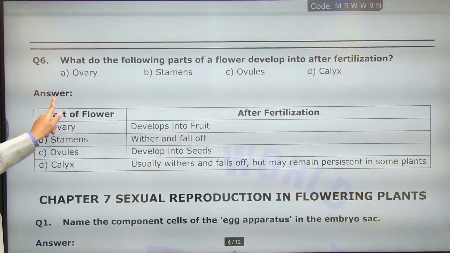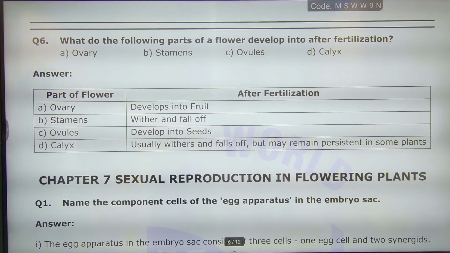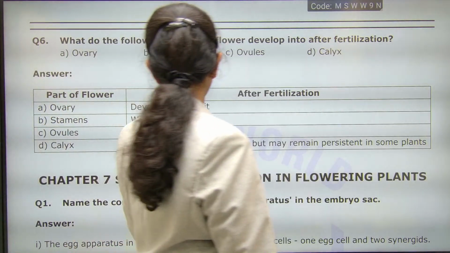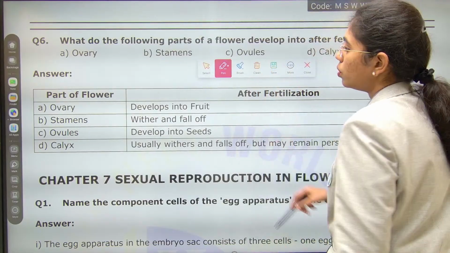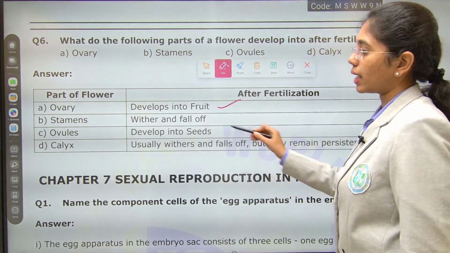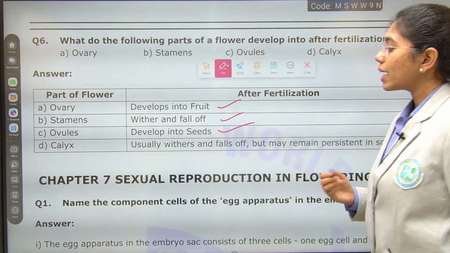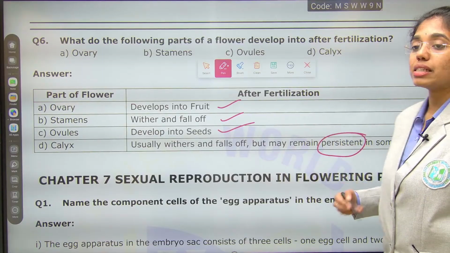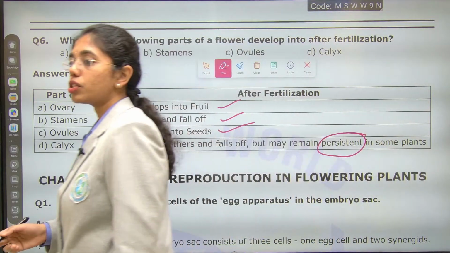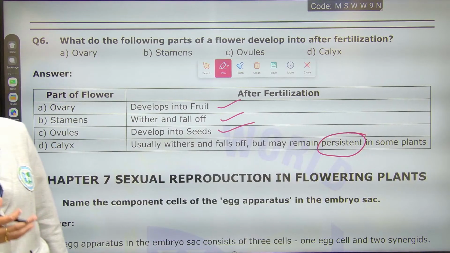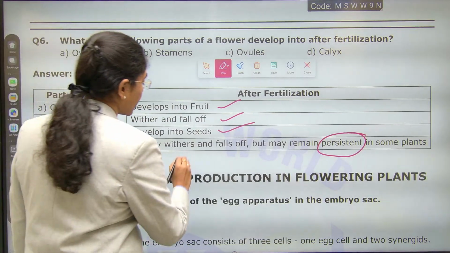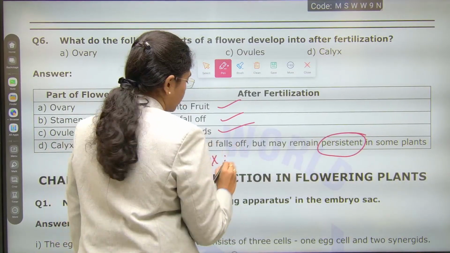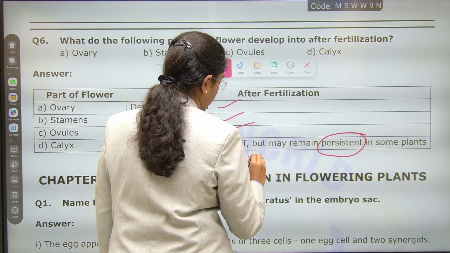And then, what do the following parts of the flower develop into after fertilization? Ovary develops into fruit. Stamens will wither and fall off. Ovules develop into seeds. Calyx usually withers and fades off, but may remain persistent in some plants. In whichever plant it is persistent, it is addressed as epicalyx. Epicalyx is usually observed in a Solanaceae member, that is brinjal.